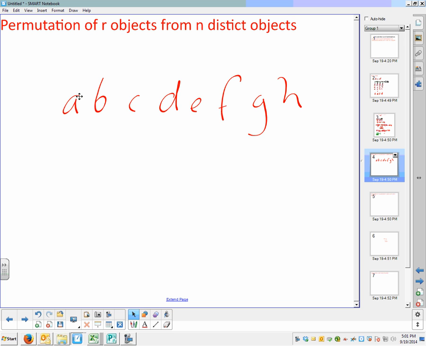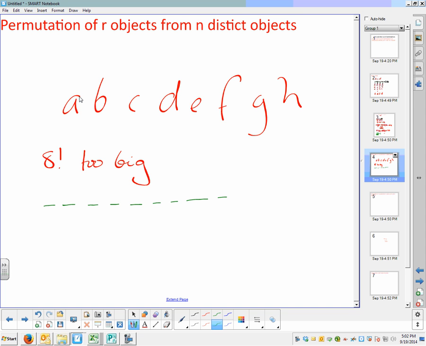Well, it's obviously not going to be 8 factorial. That's going to be too many. 8 factorial is going to be too big, because I'm only looking at really the first 4 letters in that word. I'm not looking at the whole 8 spaces. I'm just looking at the first 4.